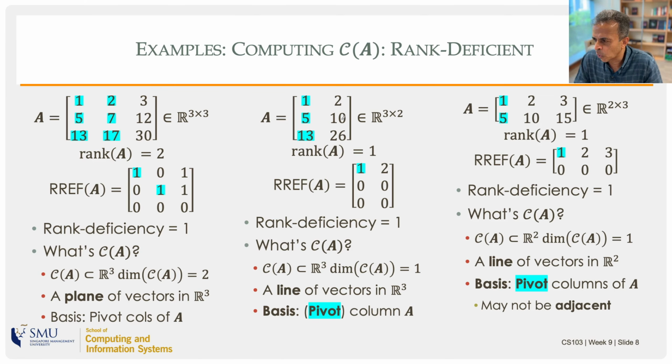Another one, a wide matrix. The second column is twice the first column. The third one is 3 times the first column. And also the second row is 5 times the first row. It has to be that way.